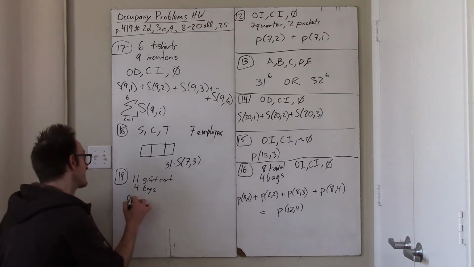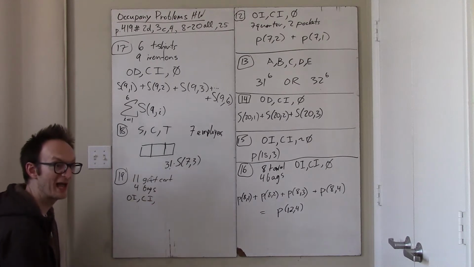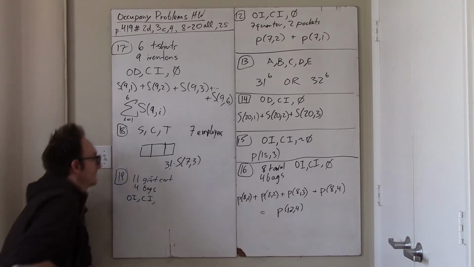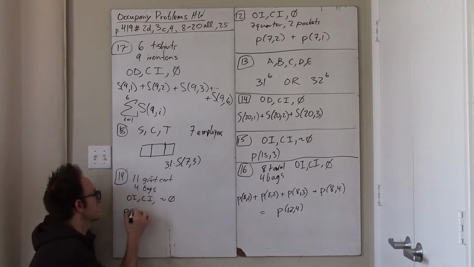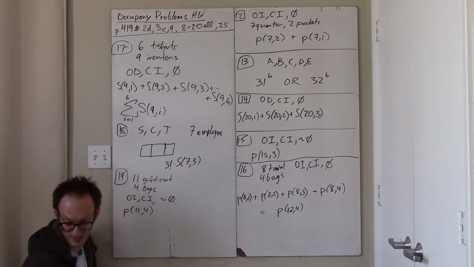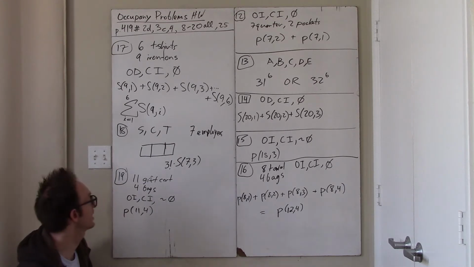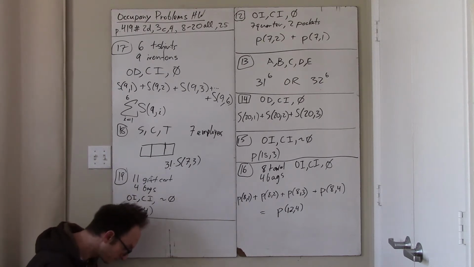So here we have objects indistinguishable, containers indistinguishable, but they don't want to have someone be a winner and then get handed an empty bag. And so we want to exclude the empty set. Well, I think this is just P(11, 4). That's exactly it, right? Split the 11 objects up into 4 piles. Yep. Okay, last one, which I'm going to squeeze in right here, number 20.